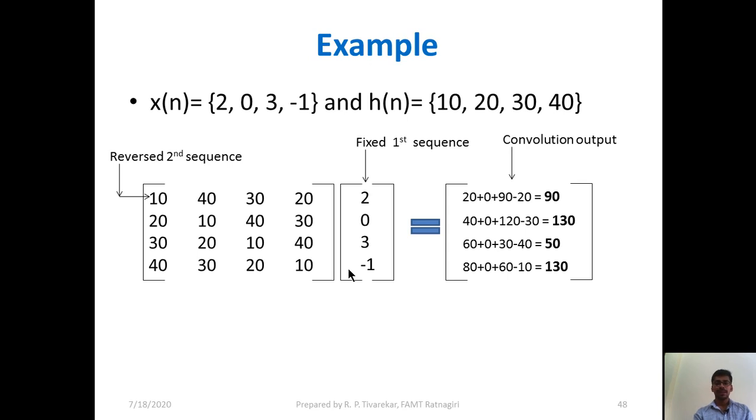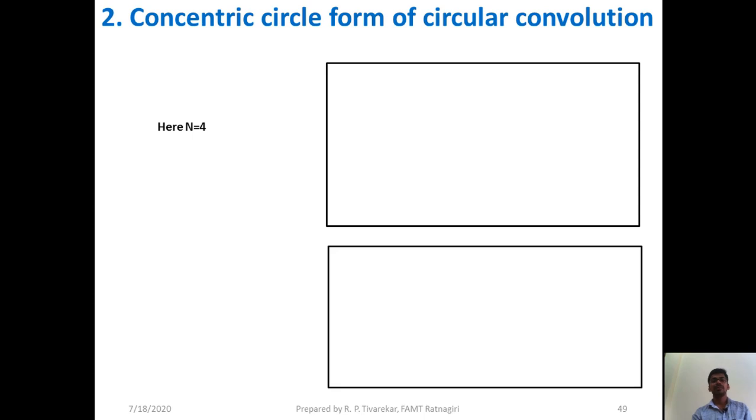Okay, and finally the output is 90, 130, 50, 130. As I mentioned, if we perform circular convolution of two equal length sequences, the output will also be the same length as the input sequences. So there is a 4-point input sequence and a 4-point output sequence. Now the other way of doing this is the concentric circle form of circular convolution.